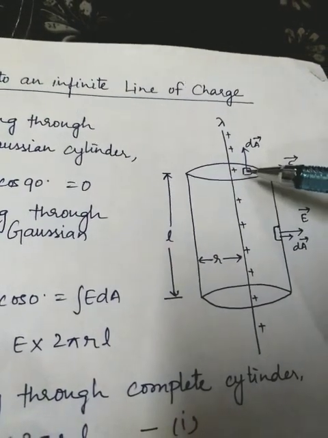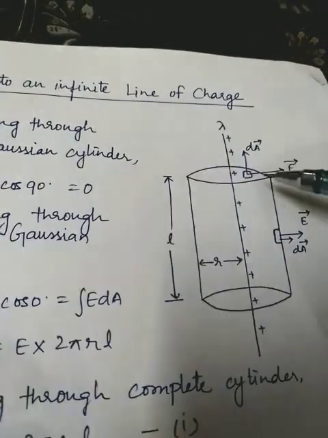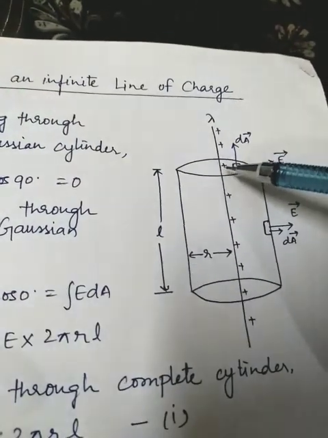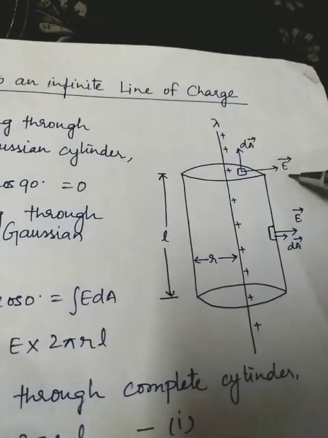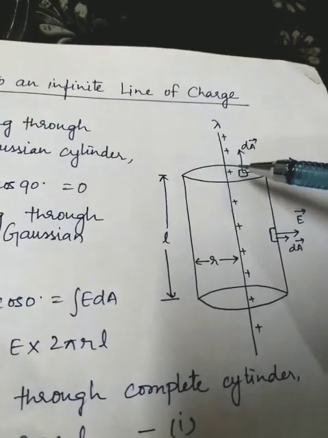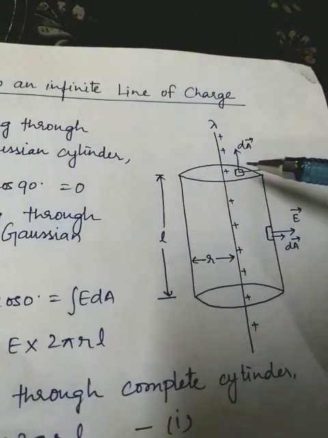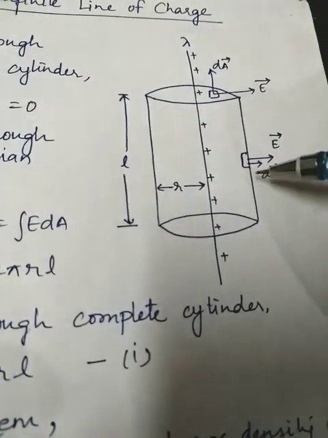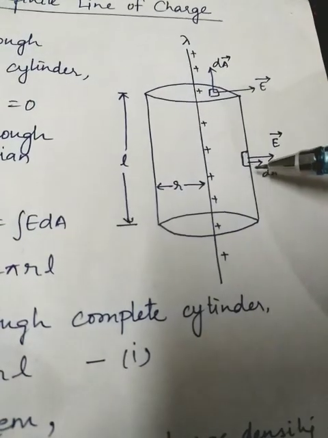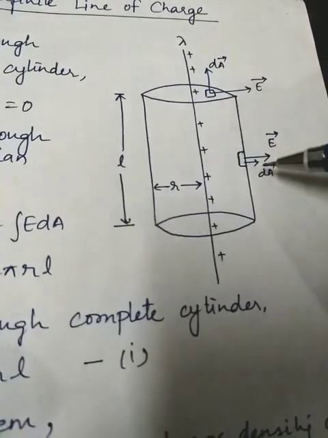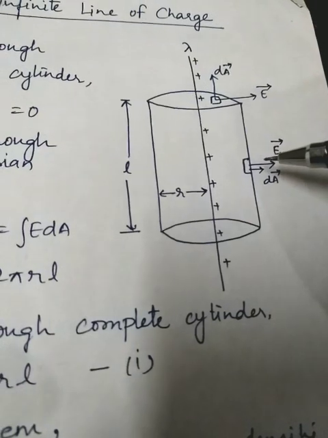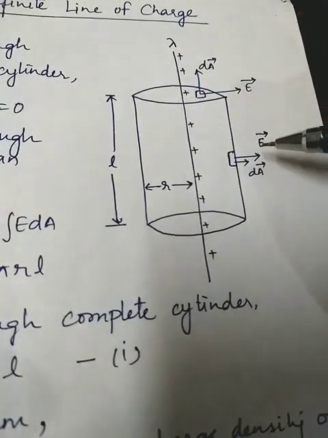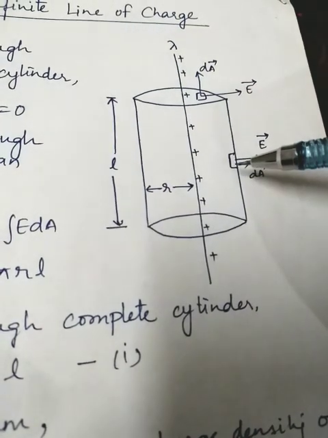So the direction of the dA vector will be upwards and the direction of electric field at this point will be away from this positive charge. This is the direction of electric field. So the angle between dA vector and E vector should be 90 degree here. And also we are considering another elementary area on the curved surface like this. So the direction of dA vector will be radially outwards, so as the direction of electric field, means at this elementary area the angle between electric field and dA vector will be 0 degree.